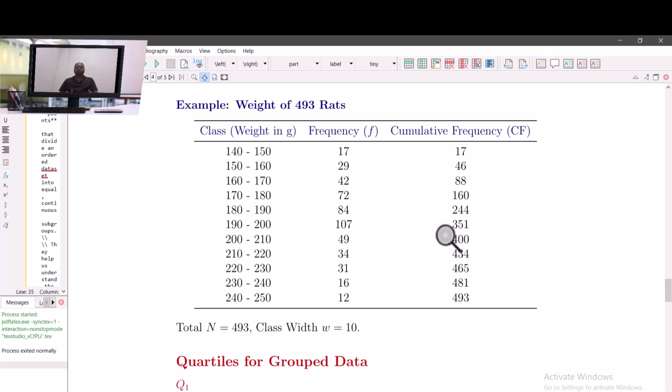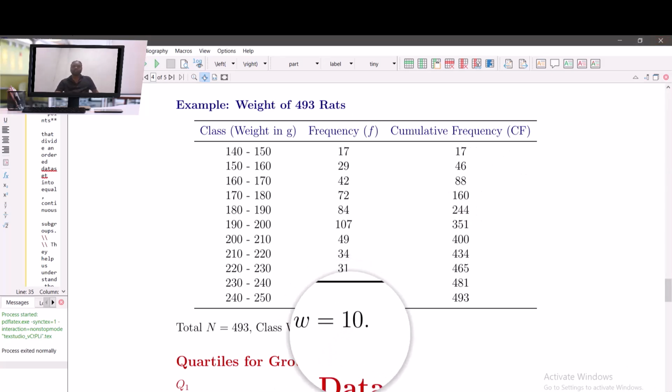This is a frequency distribution on weight data of 493 rats, right? It consists of 3 columns. The first one is the class boundary or class intervals, with class boundary type. The second is the respective frequency of these class intervals, whereas the third column is nothing but the cumulative frequency, of the less than cumulative frequency type. The class width is 10.